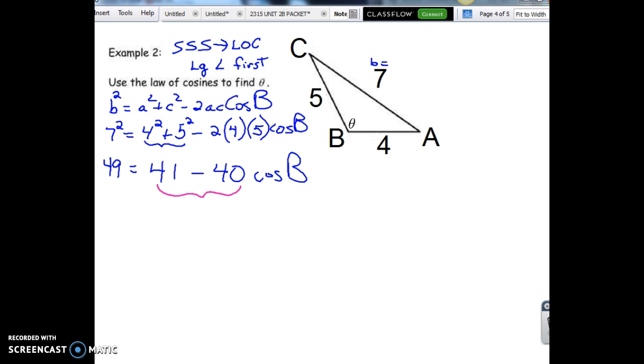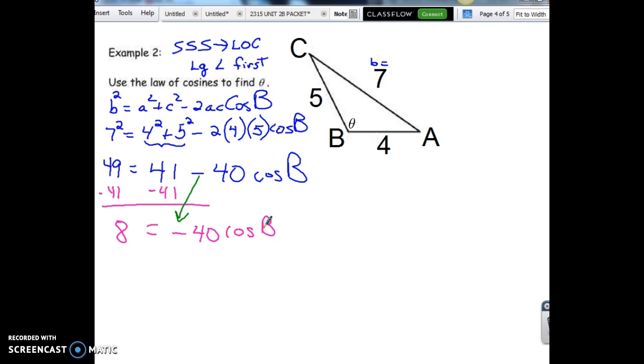So we're going to get rid of that. Let me get rid of this here. Do not subtract these two. They're unlike terms. So we subtract 41, and that's going to give us an 8. And remember, do not forget this negative. That's another common mistake, the second common mistake students make. They will forget that negative. So that is a negative 40 cosine of B.